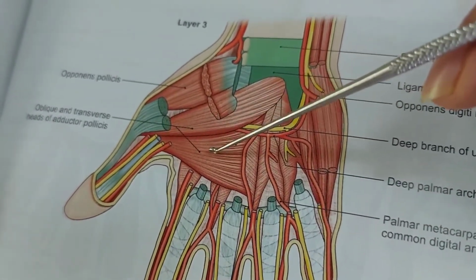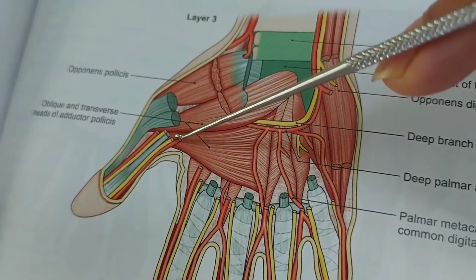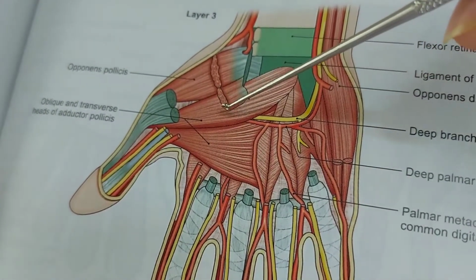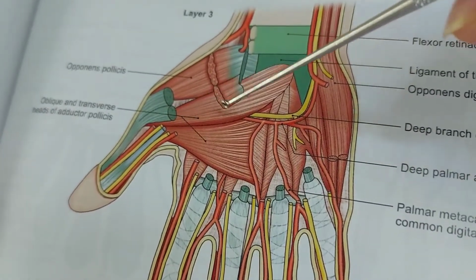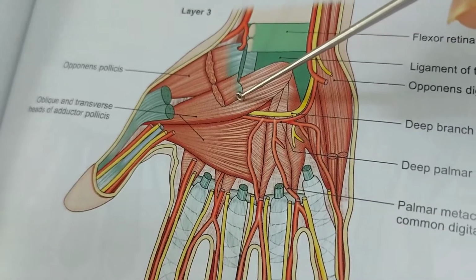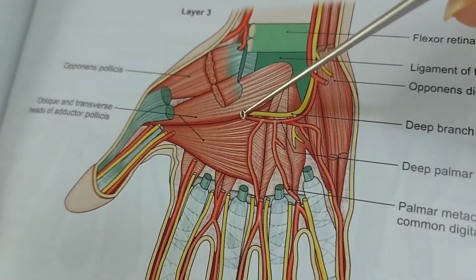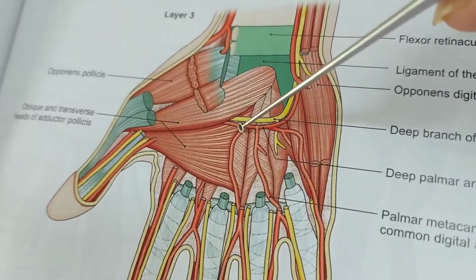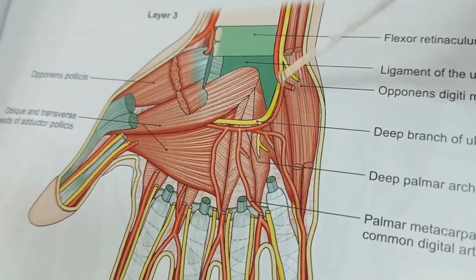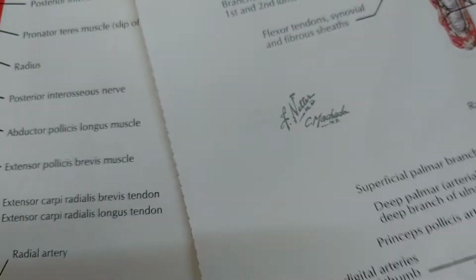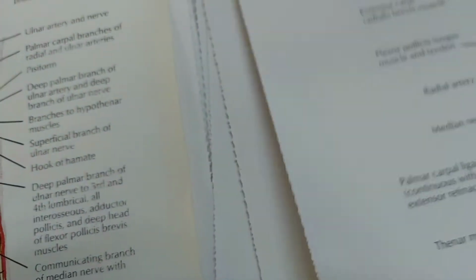This is the adductor pollicis muscle. It is the transverse head of the adductor pollicis. This is the oblique head of the adductor pollicis. In between these two heads of the adductor pollicis muscle, the artery enters into the palm of the hand, forming the deep palmar arch. So this is the radial artery, and here we see the branches of the radial artery.